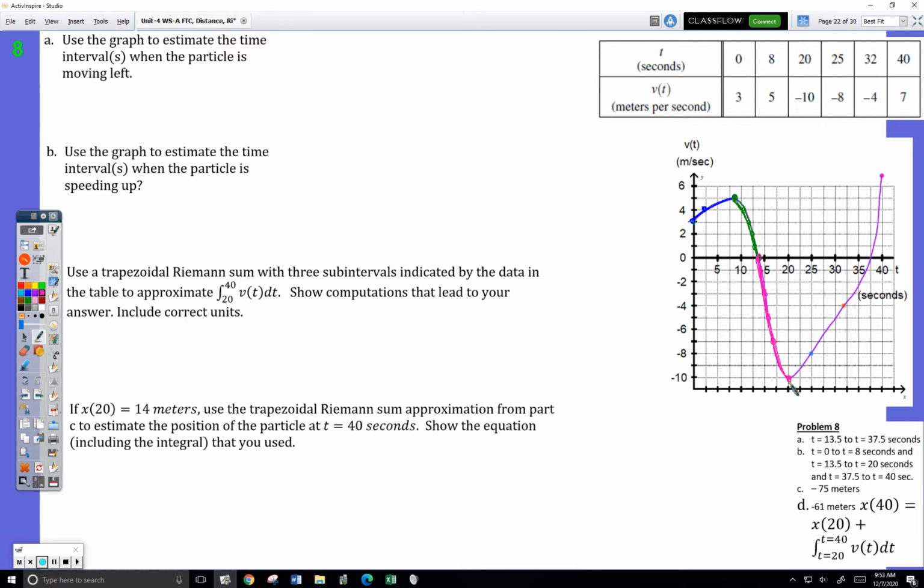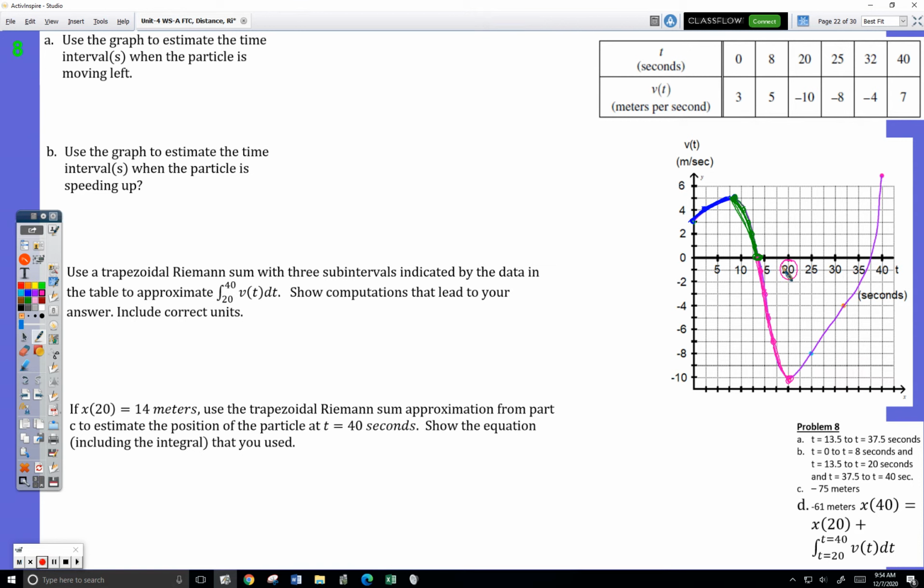So during this time period, blue and green, the particle is moving to the right because the velocity is positive. During the blue portion, the particle is going faster and faster to the right. During the green portion, the particle is still going to the right. It's just slowing as it moves to the right, eventually stopping at this time right here. Then during the pink, the particle is going left. It is going faster and faster to the left until we get to this time down here, which is time 20.